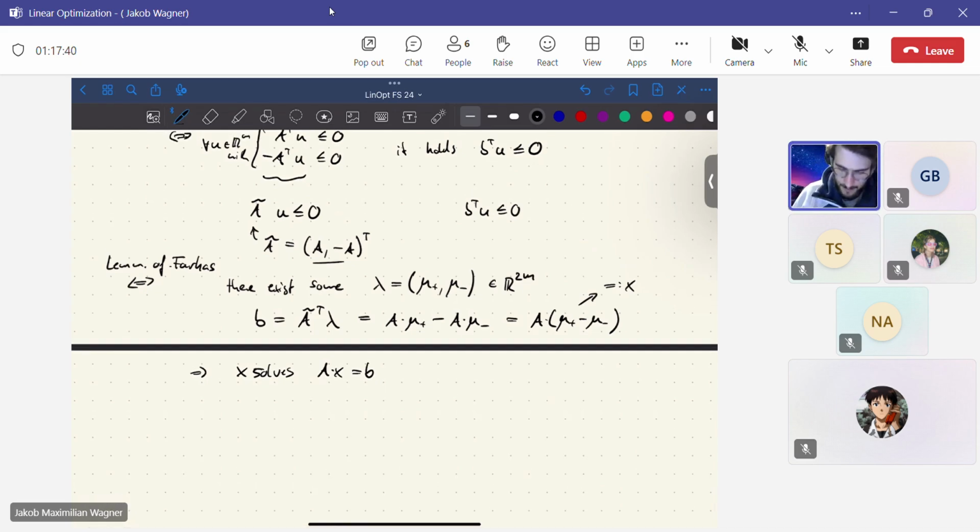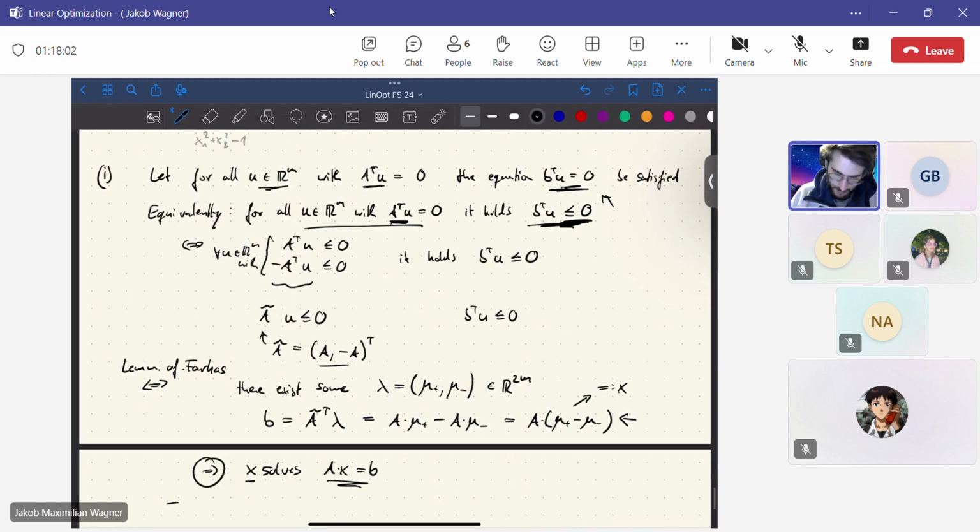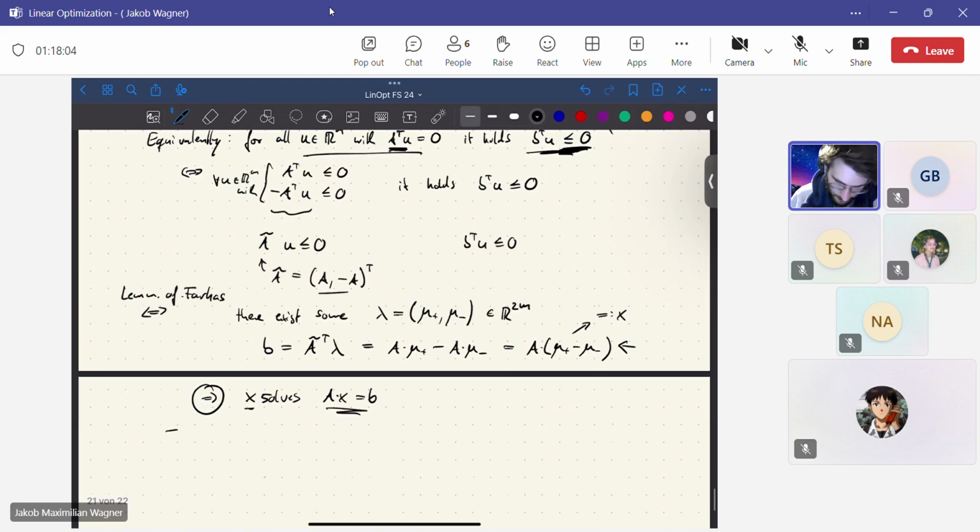We've also seen that we can do this conclusion here also in the opposite way. So if we have a general solution x of this problem, then we can split x into, again, positive and negative parts. So we have this statement here, and then we get, again, by the lemma of Farkas, that we arrive at our original statement that we've started with.